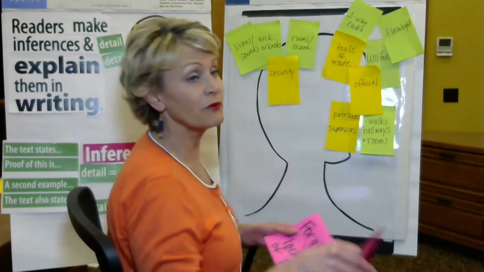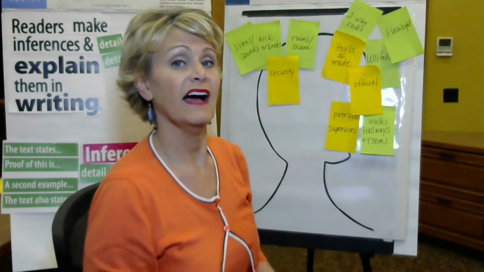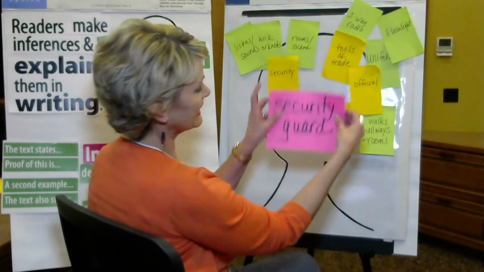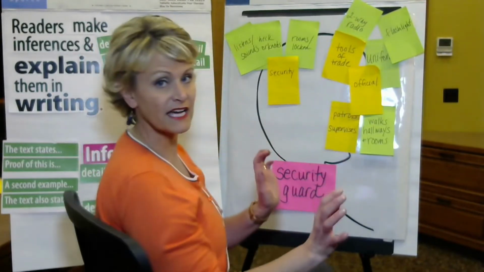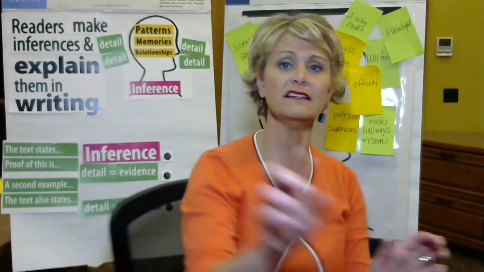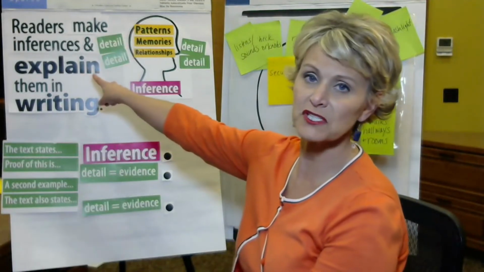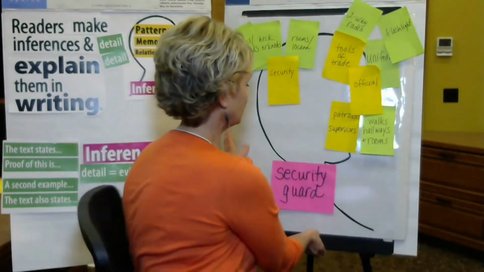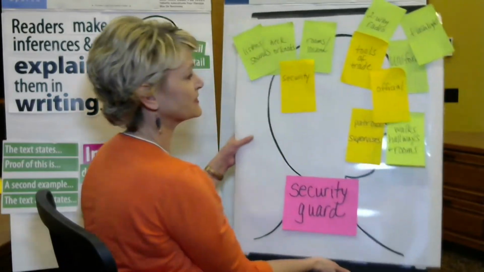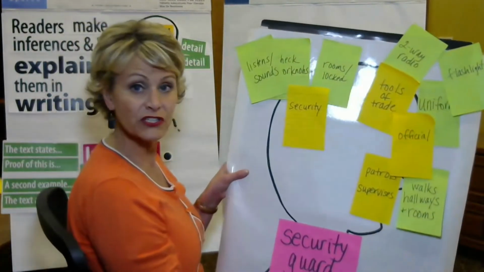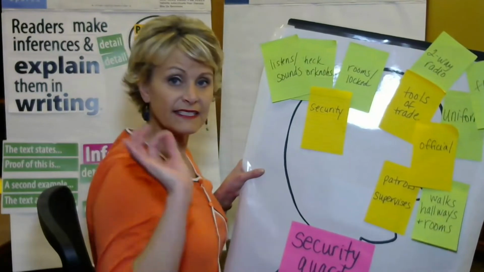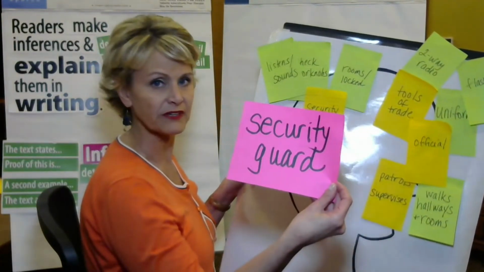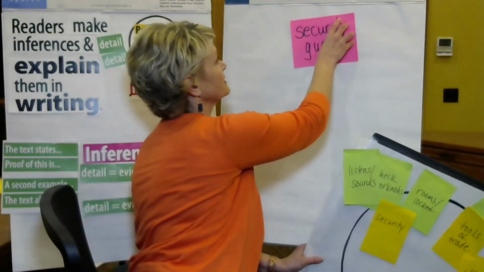All right. So in one sitting, I read, I collected details, I grouped them, and I came up with an inference, but I'm still not done because readers can also explain their thinking and writing all in the same sitting. So what do I have to do now? I have to write a 3-sentence response. And I've learned that the first sentence of every response about reading leads with the inference. So that will be my first sentence.